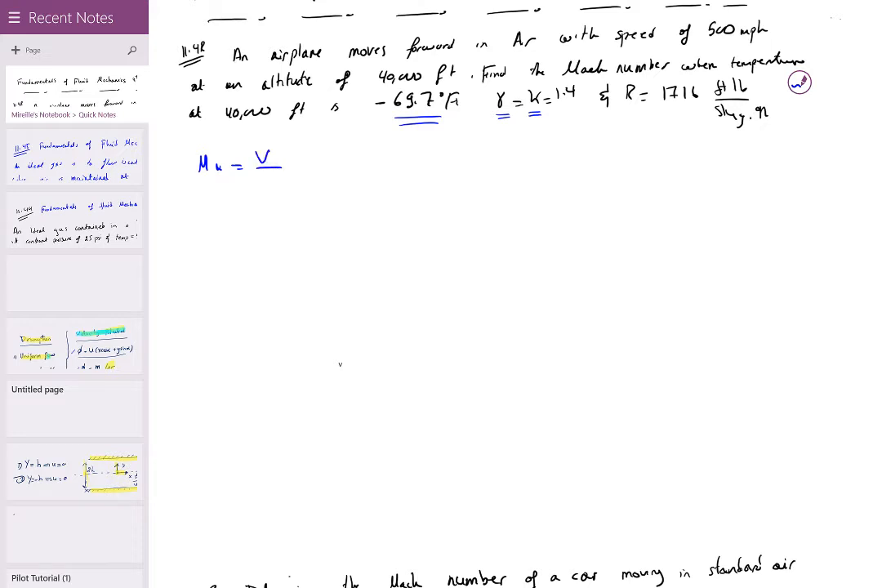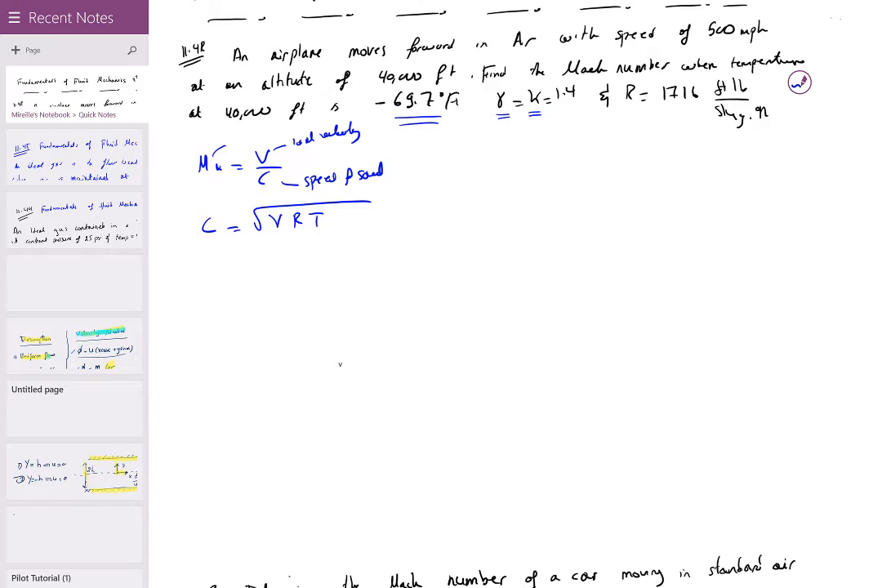Now, first thing I need to do is find the Mach number, which is given by V over C. V is my local velocity. C is the speed of sound. The Mach number is a dimensionless measure of compressibility. Now, C is given by the square root of gamma RT.